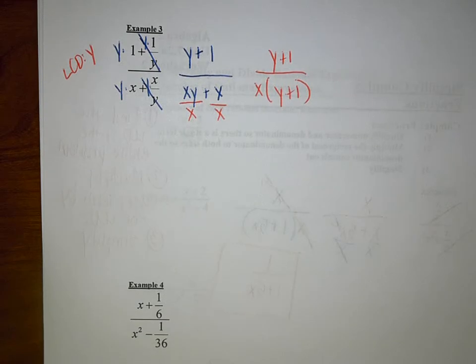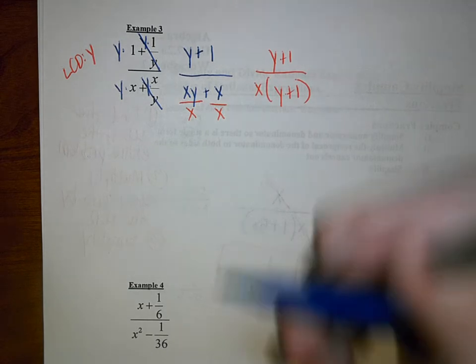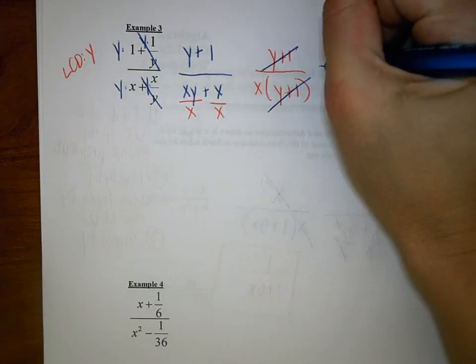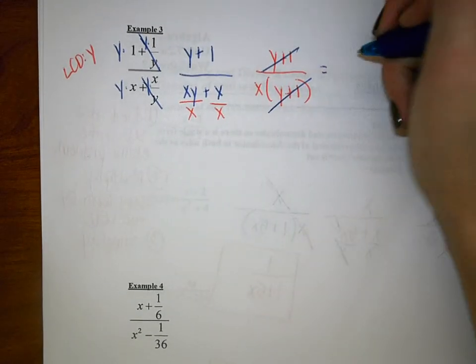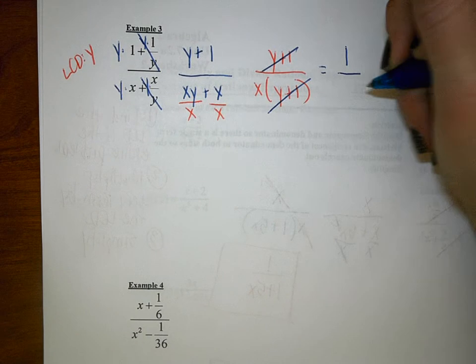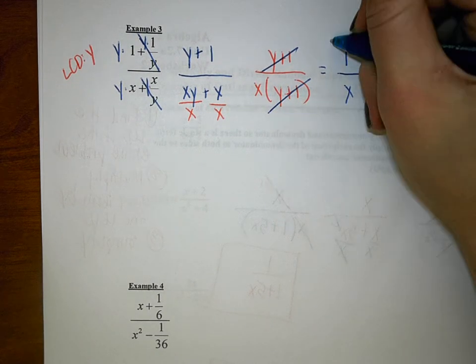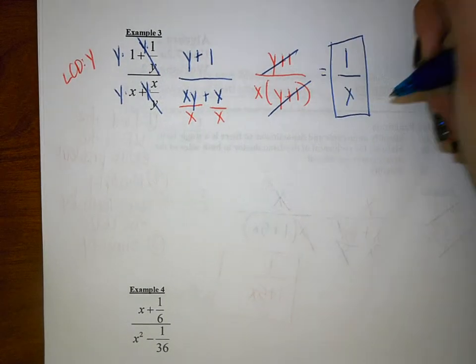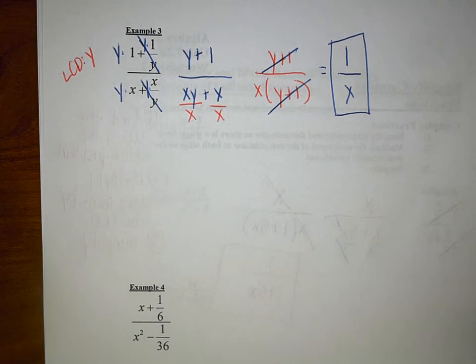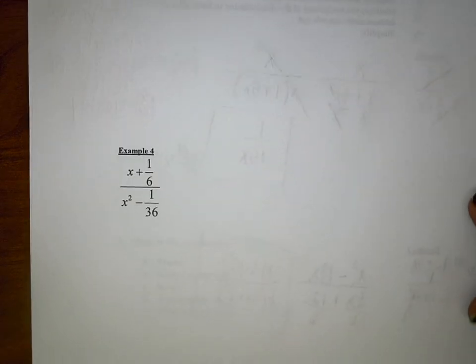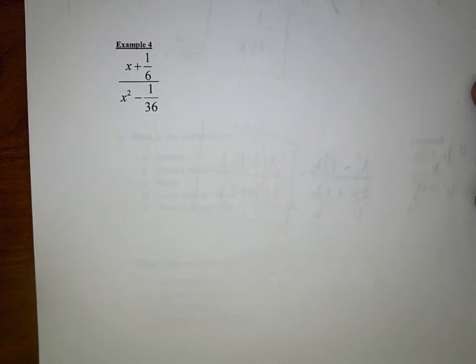Good. And y plus 1s, those can be reduced, correct? So we cancel those out. If nothing's on the top, what's actually there? 1 over x. Okay. I'm going to give you a chance to try example 4 on your own. But before you do that, yes.